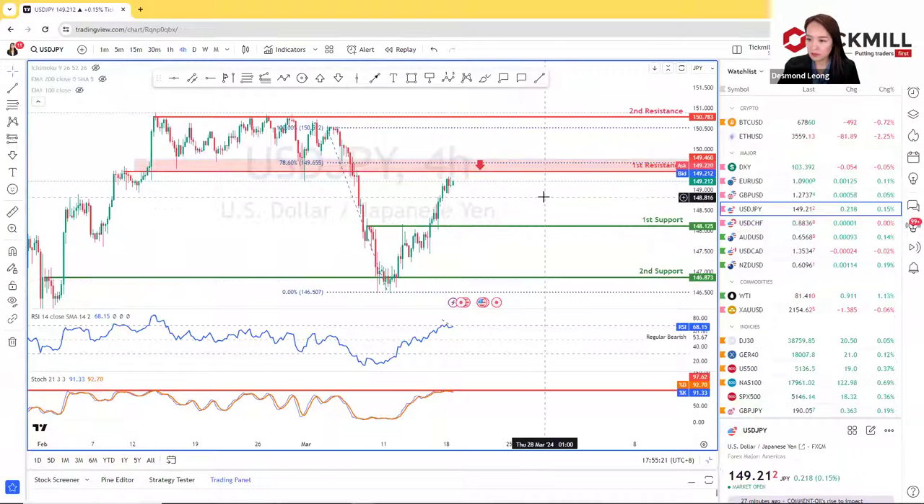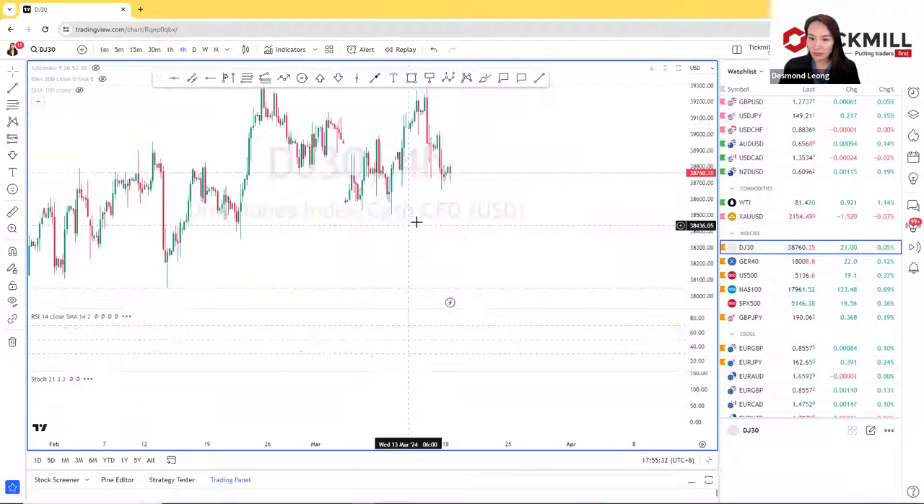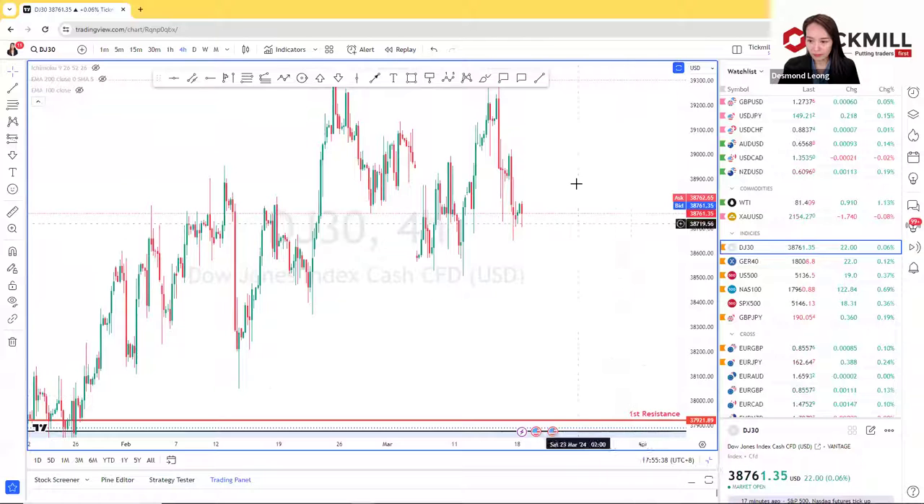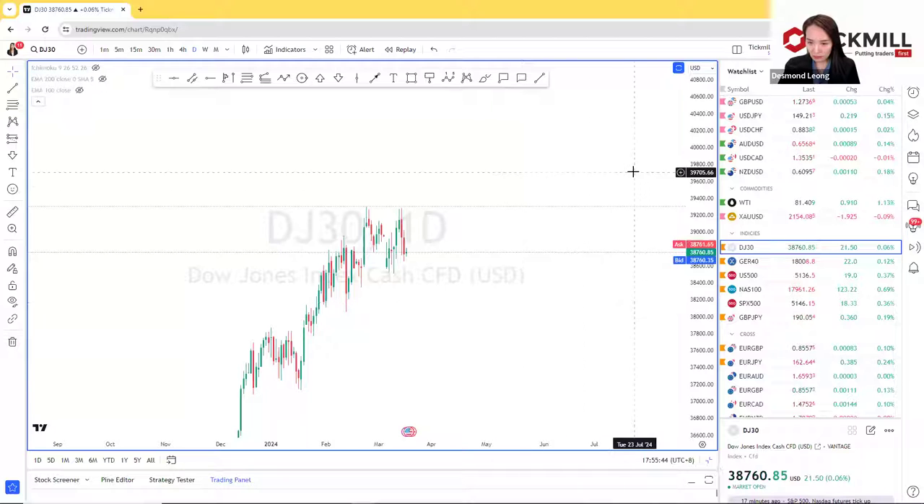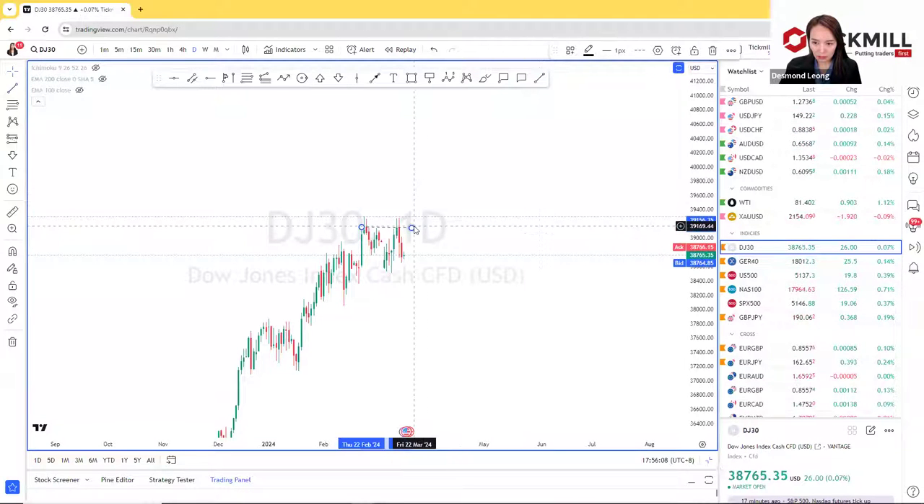Okay, US 30. Sure, I will check the US 30 for you. Let's just go for the US 30, the Dow Jones. If you look at the daily, you know already that price has made an equal high, or M pattern, or I would just say a double top, or you can say equal high right here. But anything is possible because we're going to have news the entire week.